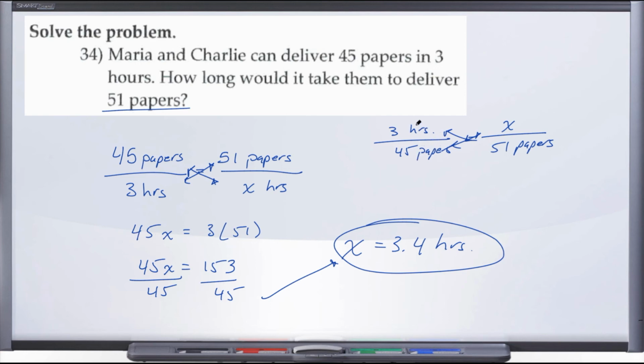So it doesn't matter what order you put your units in, it just matters that you are consistent. If you start with hours in the numerator, hours has to be in the numerator. If you start with papers in the numerator, then papers has to remain in the numerator. Otherwise, if you flip your units, then you will get to an incorrect answer, unfortunately. But there we have it. Number 34, 3.4 hours is how long it will take Maria and Charlie to deliver 51 papers.